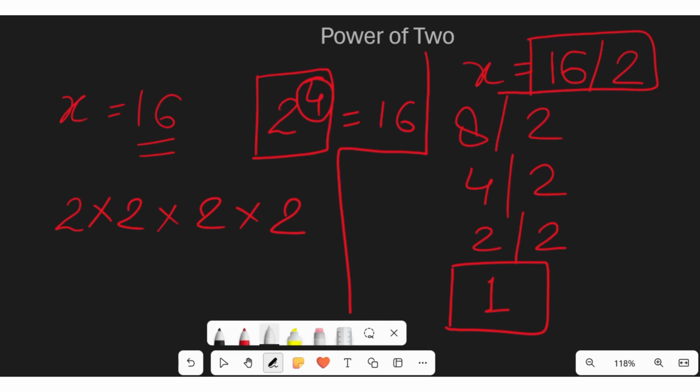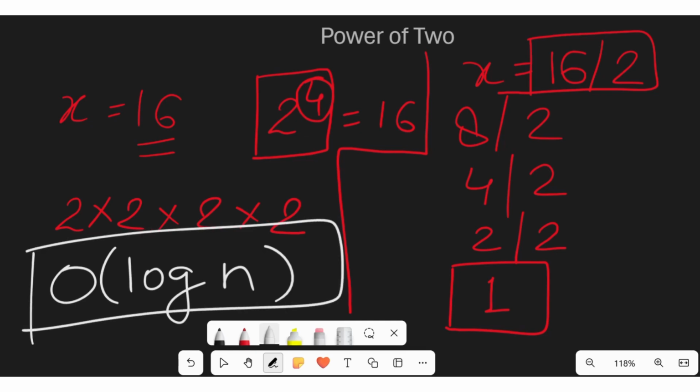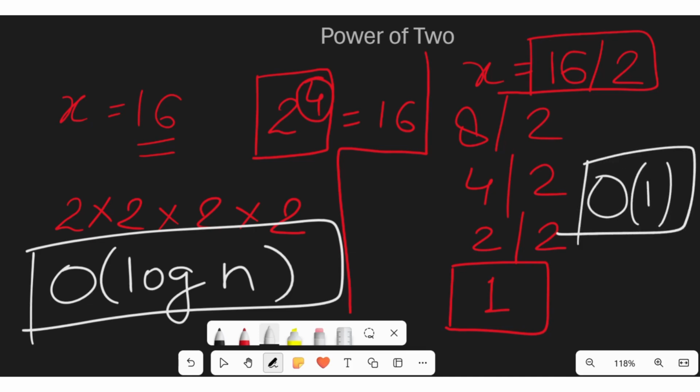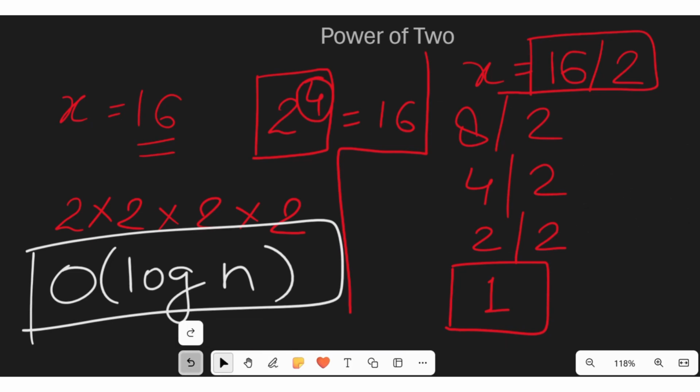The problem here is that it has a time complexity of big O of log n. But we are asked to solve it in big O of 1 time complexity. So let's try to optimize this time complexity of big O of log n to achieve our goal.